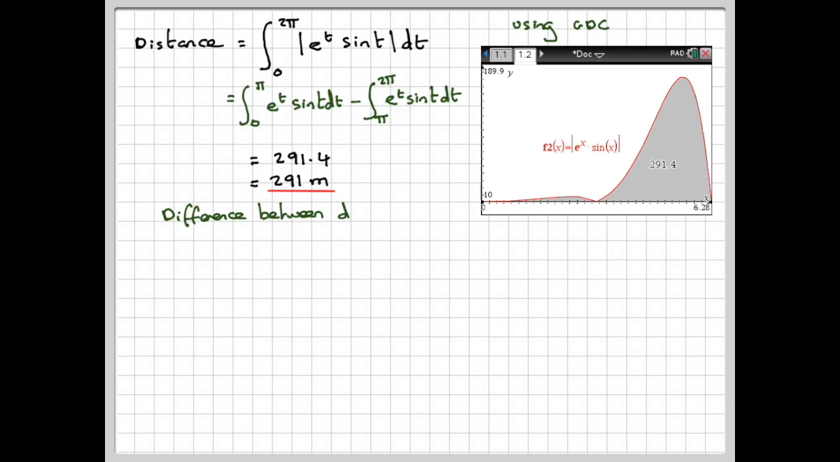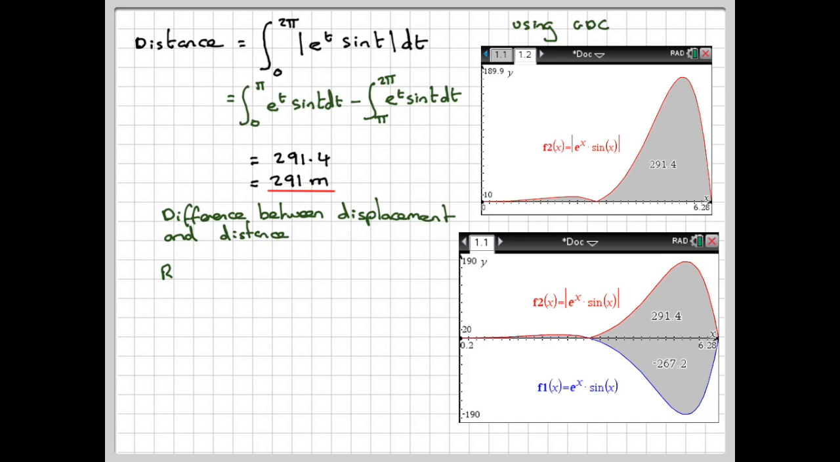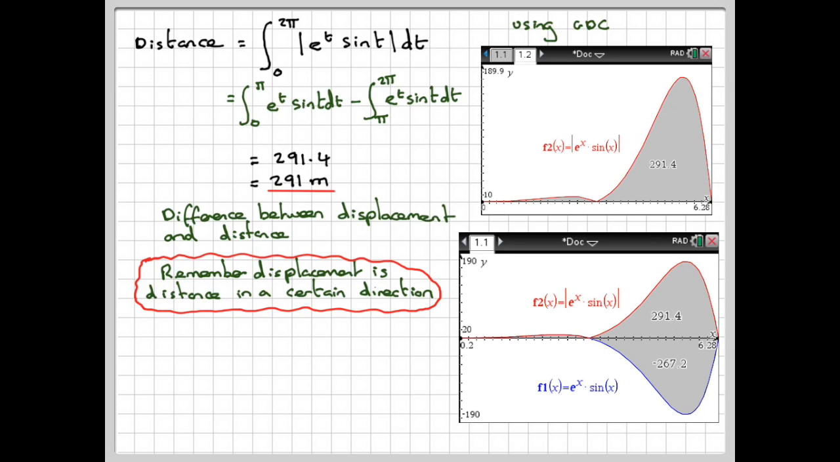So the difference between displacement and distance is that displacement is distance in a certain direction. When you're doing this type of problem for displacement, you can just integrate from there to there of the original function. On your calculator, if you want to do distance, you integrate from 0 to here, but you take the absolute value, which is the red function. So it takes that one and adds it together. And for displacement, it takes the difference between these two. And that's what we mean by displacement.